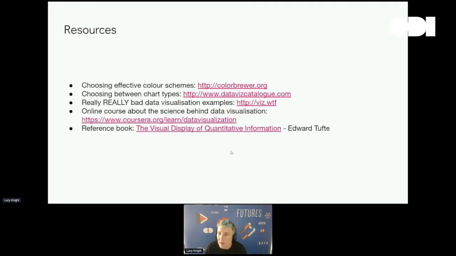Right, there we go. So we've screamed through a huge amount of material, but here are some of the resources that I find particularly helpful. For color schemes, colorbureau.org will help you find color schemes that will work for specific types of situations, for black and white printing, for people with particular types of color blindness, etc. Really helpful. The DataViz catalog will talk you through what kind of charts are good for showing particular types of insights.